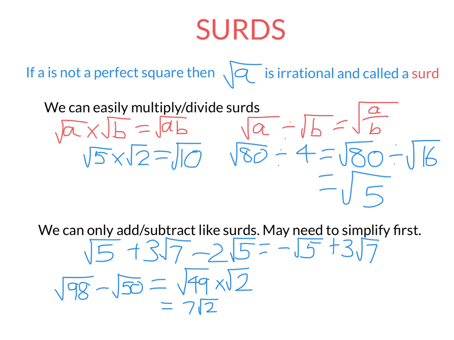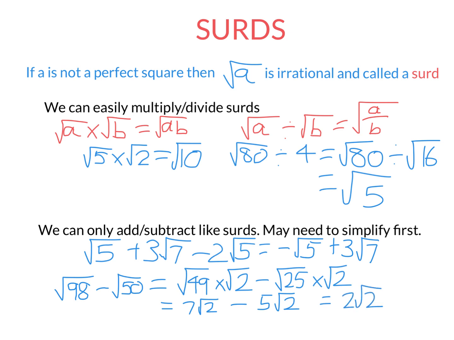So similarly, for square root of 50, we need to find the highest perfect square that goes into 50. Well, that happens to be 25. Root 50 is the same as root 25 times root 2. Of course, root 25 is just 5. So 7 root 2 is root 98. Root 50 is 5 root 2. Now you can see we actually can subtract these two surds here. They actually are like surds. 7 root 2 minus 5 root 2 is just 2 root 2.